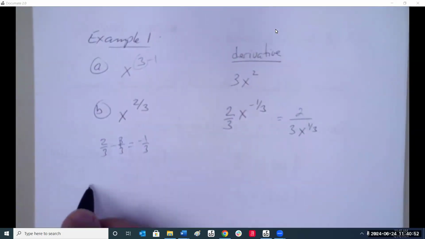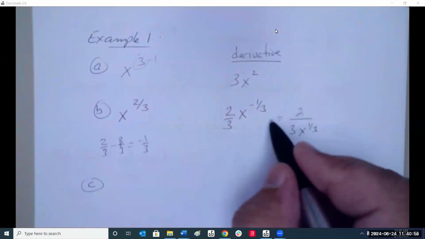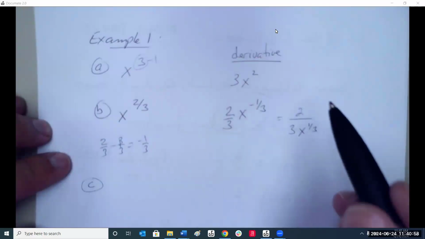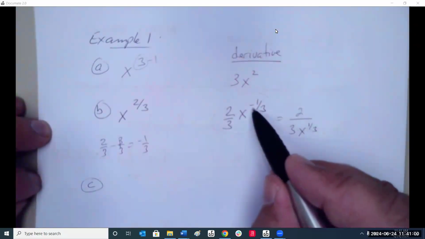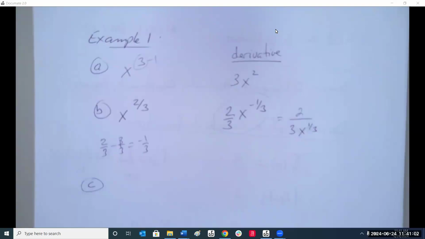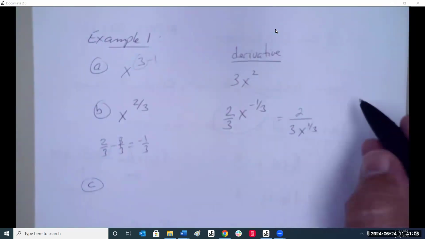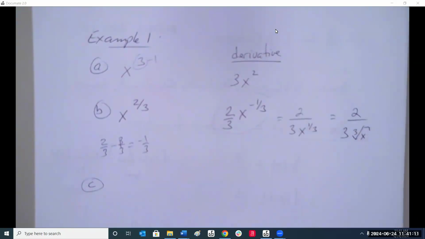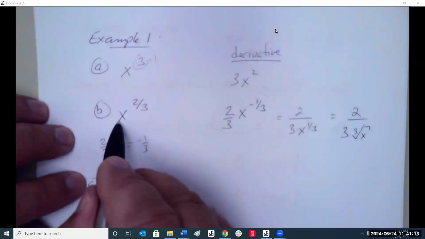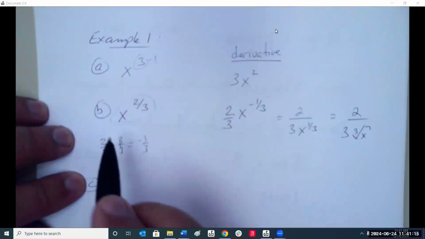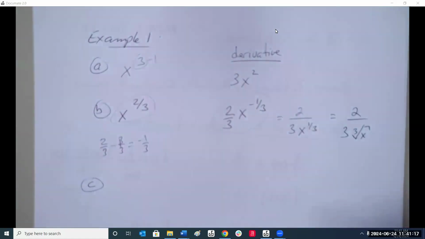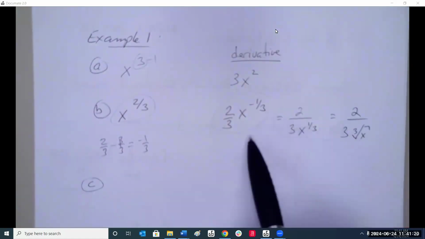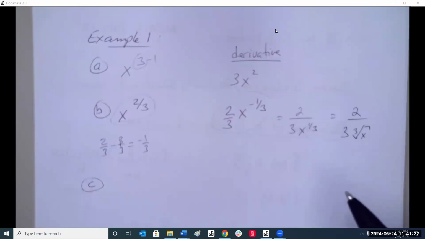Wait, so which one's the correct way to do it? Well, I think the computer will take this, but common convention of mathematics is you never want to have a negative exponent. It also says you never want to have a radical on the bottom, because what that really means is a cube root of x. But since our question started with exponents, we end our answer with exponents. And I'm pretty sure the computer will take both of those answers.